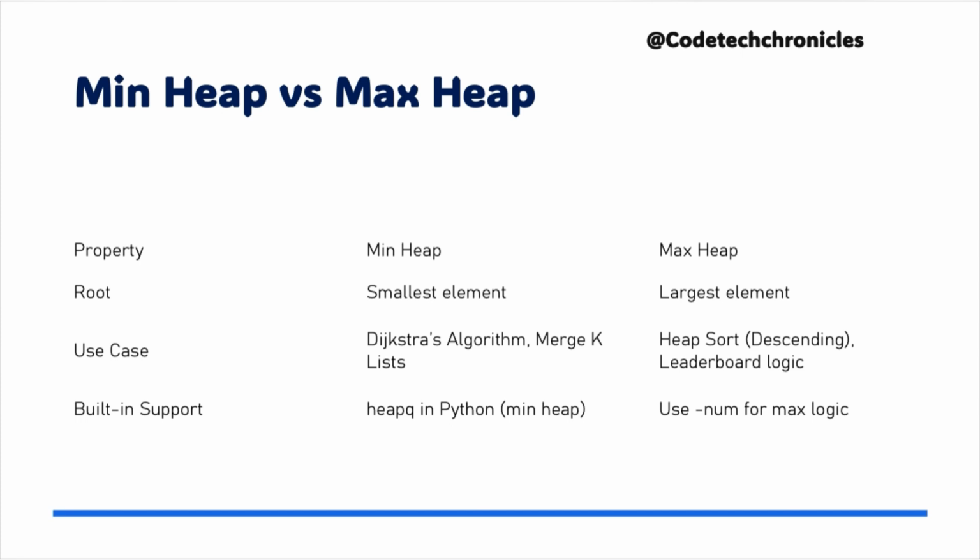Min heap versus max heap. Here's the difference. In a min heap, the smallest value is always at the top. In a max heap, the largest value is at the top. Use a min heap when you want the next smallest item quickly. Example, Dijkstra's algorithm. Use a max heap for ranking, like in leaderboards or high scores.